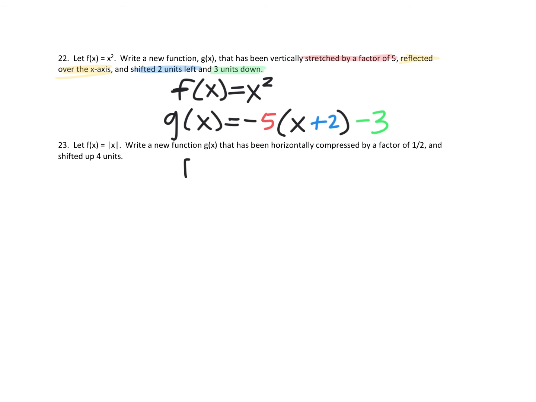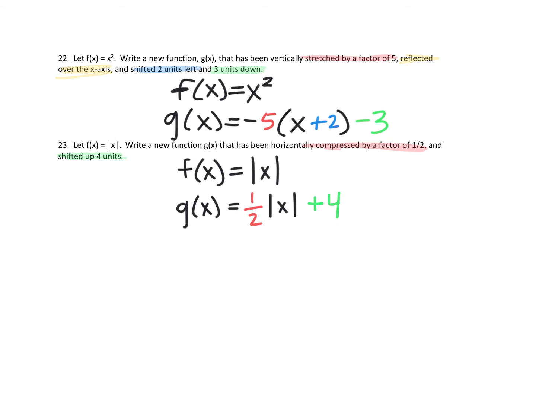Same type of thing on the next one. It says this time though, f of x is the absolute value of x, so a different parent function. Write a new function g of x that has been compressed by a factor of 1/2 and shifted 4 units up. My compression by 1/2 goes in front for an a value. And then shifted up 4 units. We'll do plus 4 at the end.